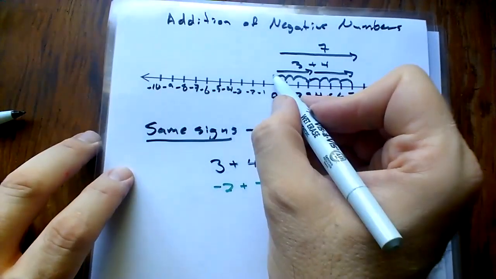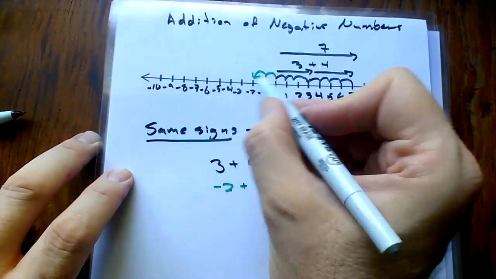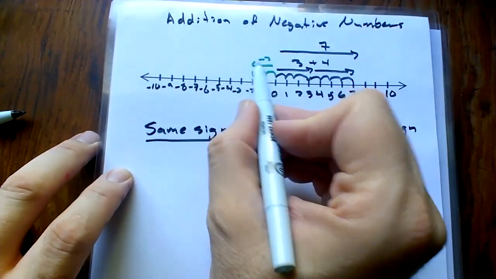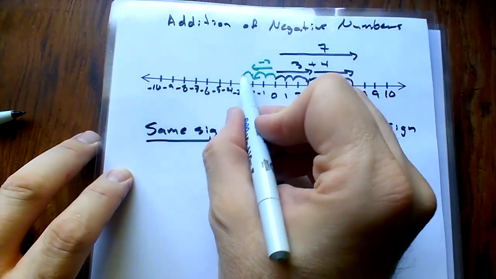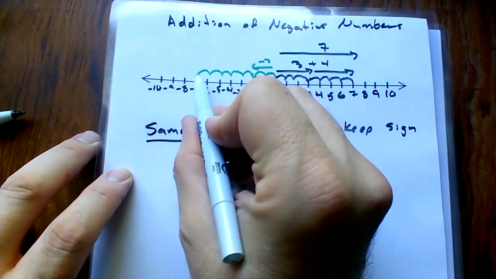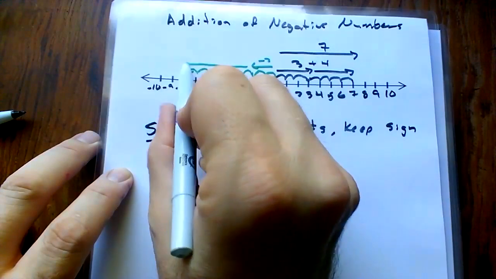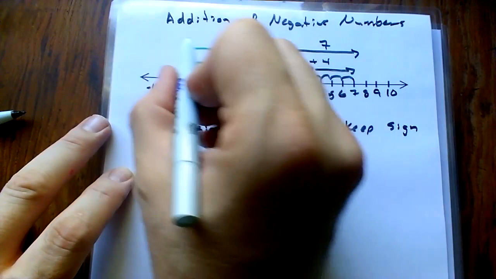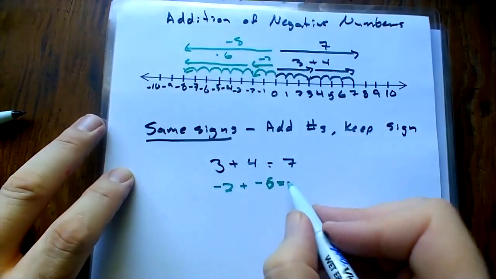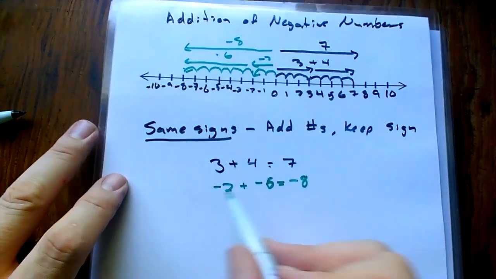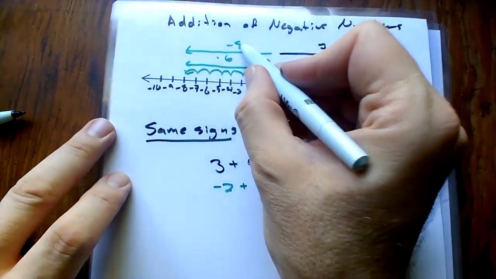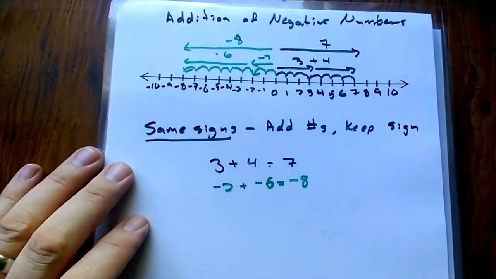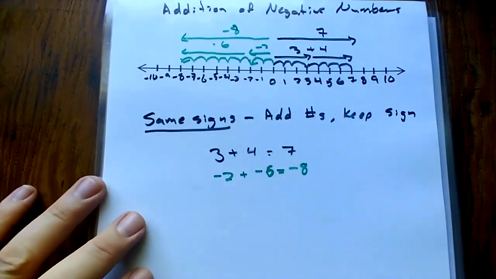Well, let's see, negative 2. I'm counting in this direction. This is negative 2, and I'm adding to that negative 6: 1, 2, 3, 4, 5, 6. And I look at this, and it looks like this ends at negative 8. So this is negative 8. Or we'd say that we just added the numbers and kept the signs. So same signs, add the numbers, keep the sign.